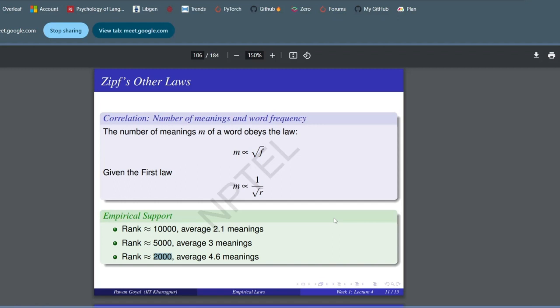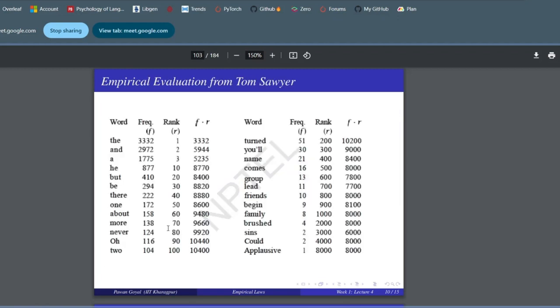What has it been conducted on? There is some sample on which the experiments have been conducted. What kind of text? This one, I am actually not sure what it was conducted on. But in the previous slide, I think the evaluation has been conducted on Tom Sawyer.